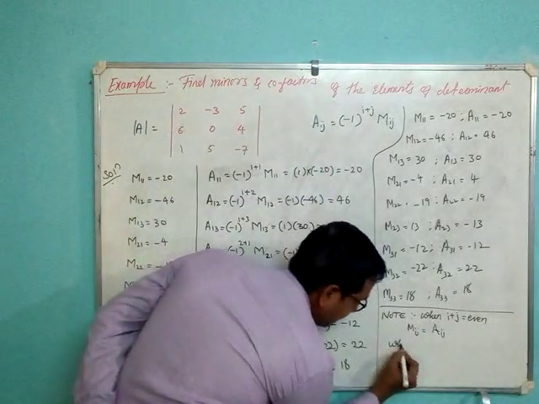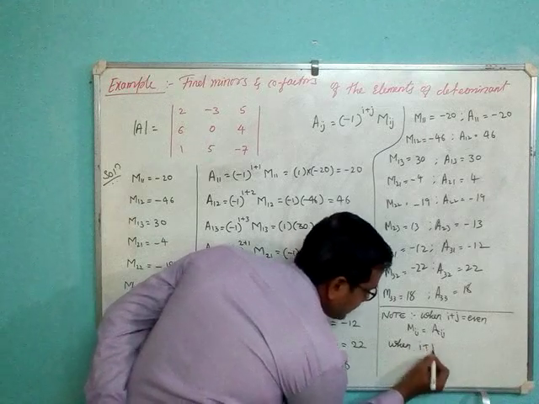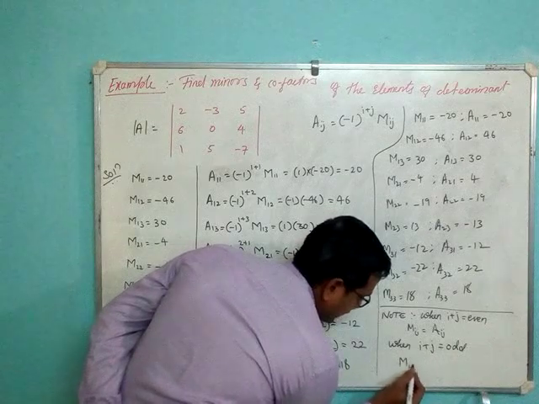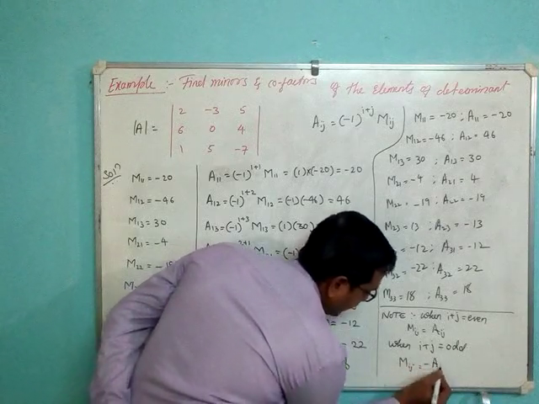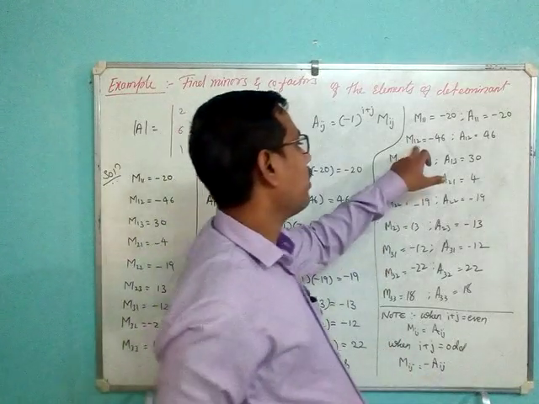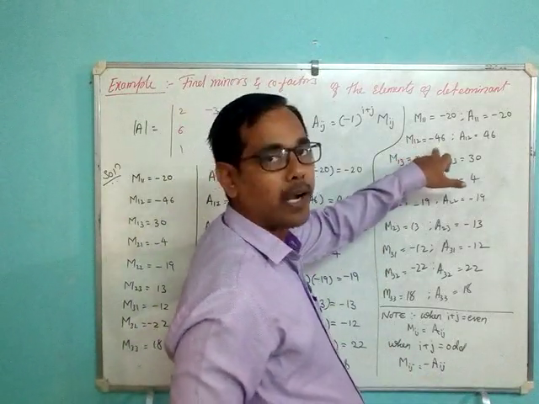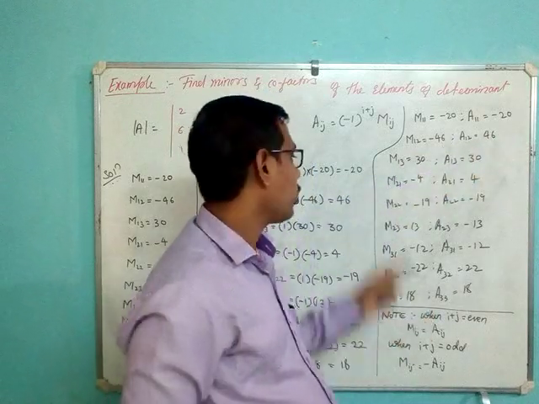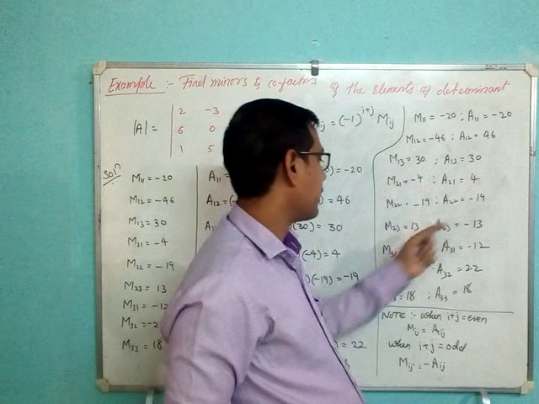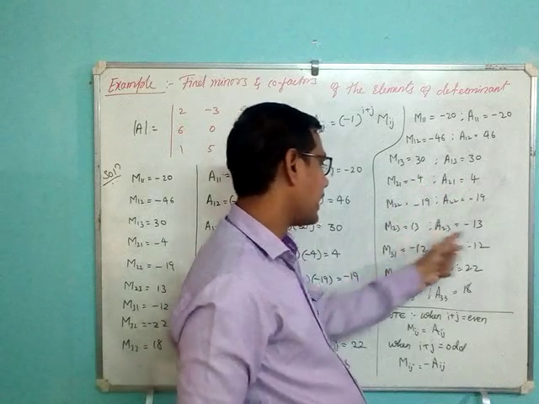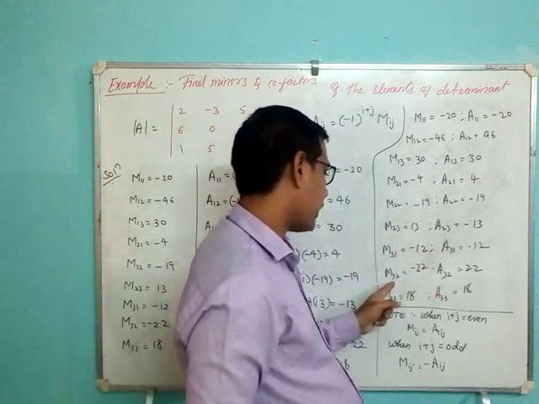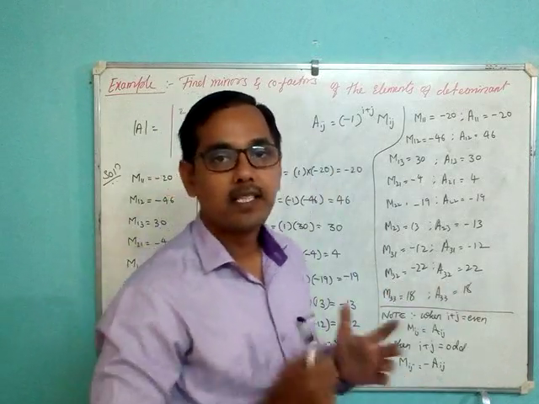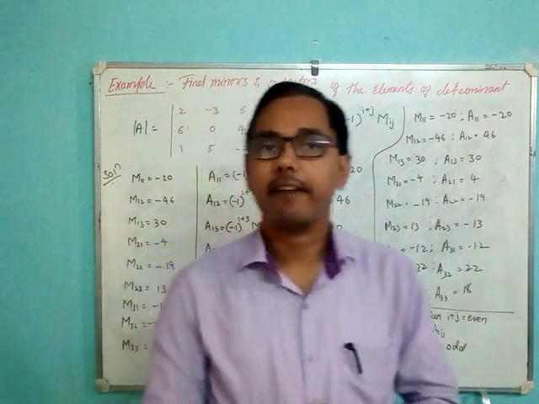When I plus j is odd, then Mij is equal to minus of Aij. So you can see odd, 1 plus 2 is odd. So M12 is minus 46, A12 is plus 46. So whenever odd is there, 2 plus 1, minus 4 and plus 4. Here 2 plus 3, 5, odd, 13 and minus 13. Here 3 plus 2, odd, right, minus 22 and plus 22. Okay, so this is the concept, right? I hope minors and cofactors are very much clear to you.